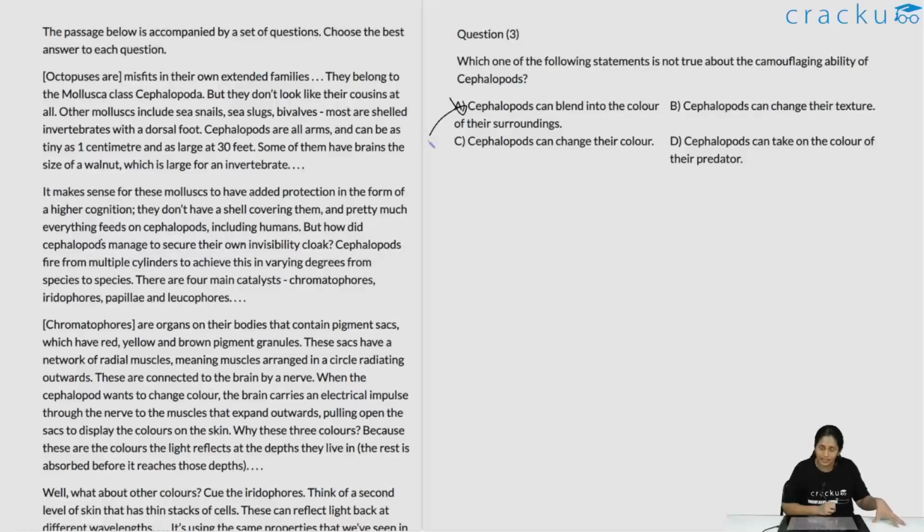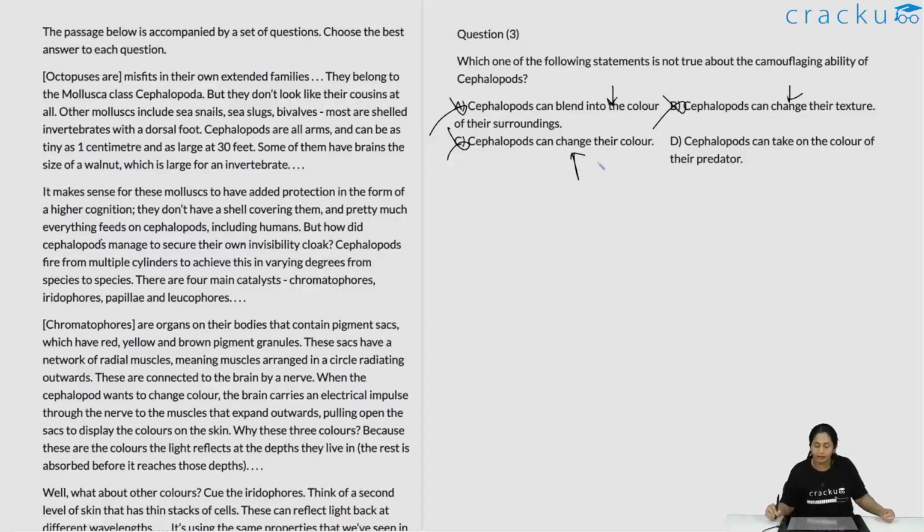Cephalopods can change texture. This is given. They can make their skin bumpy. They can wrap themselves around a rock and make themselves look jagged. So this is also given. They do this using papillae. So this is also mentioned in the passage. Cephalopods can change their color. This is also given. They can change using chromatophores. Using leucophores, they can blend into the color of their surroundings. Like in blue water, they look blue. In green water, they look green. So leucophores over here, papillae over here, chromatophores over here.